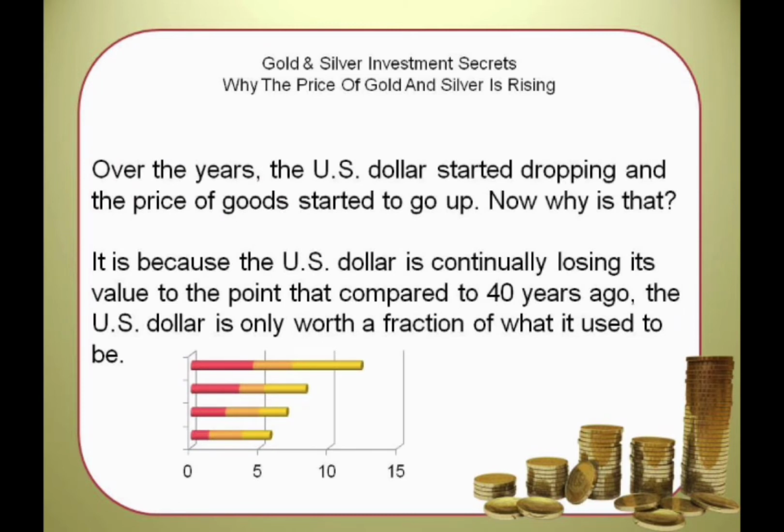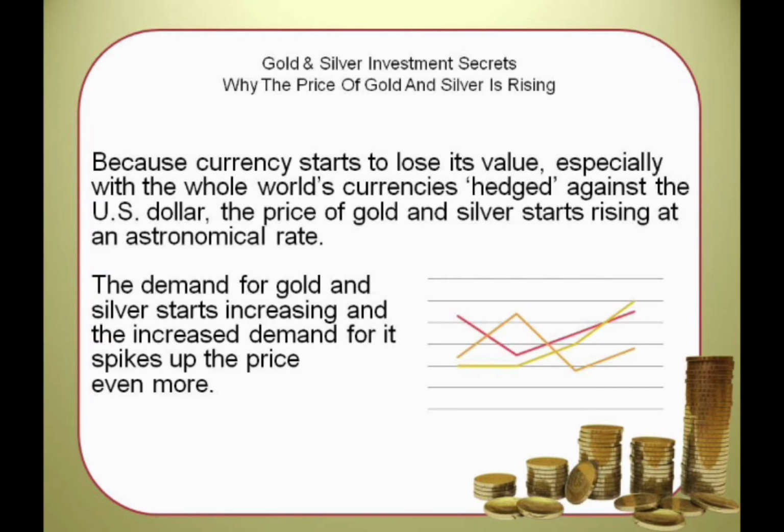Over the years, the US dollar started dropping and the price of goods started to go up. Now why is that? It is because the US dollar is continually losing its value to the point that, compared to 40 years ago, the US dollar is only worth a fraction of what it used to be. Because currency starts to lose its value, especially with the whole world's currencies hedged against the US dollar, the price of gold and silver starts rising at an astronomical rate. The demand for gold and silver starts increasing, and the increased demand spikes up the price even more. In our next video, we will look at the advantages and disadvantages of investing in gold and silver.